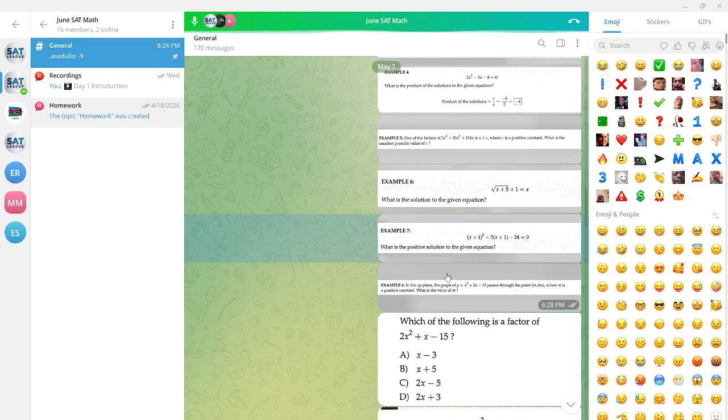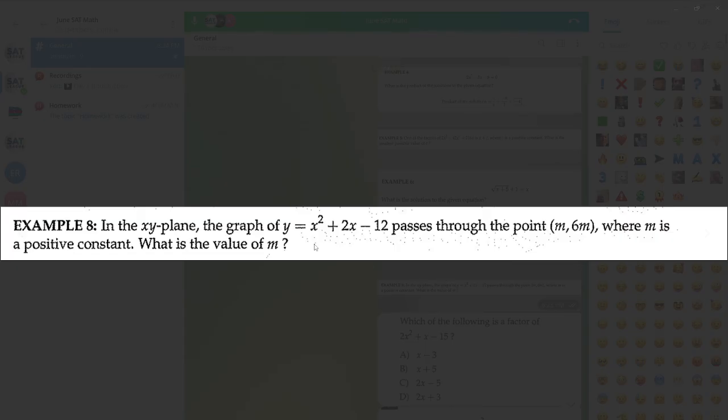Now, a harder one. Let's look at harder practice and then we can move on to new concepts, all right? This is a harder question. In the xy plane, the graph of this equation passes through the points m and 6m, where m is a positive constant. What is the value of m? Guys, can you solve for this equation?